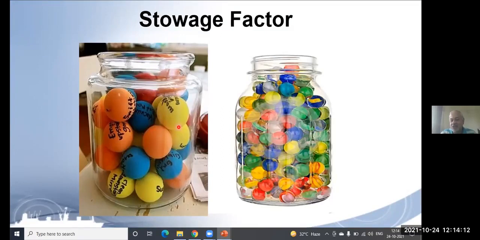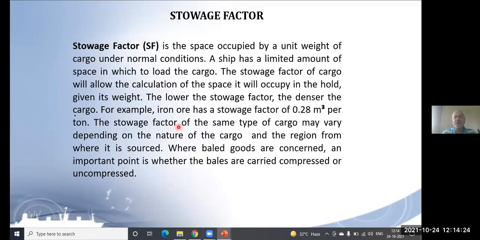You agree with this statement? Yes or no? Yes, sir. Okay. If you are appreciating and agreeing with this statement, then it is very easy to go further. So stowage factor basically is the space occupied by unit weight of cargo. Stowage factor is the space occupied by unit weight of cargo in normal conditions.